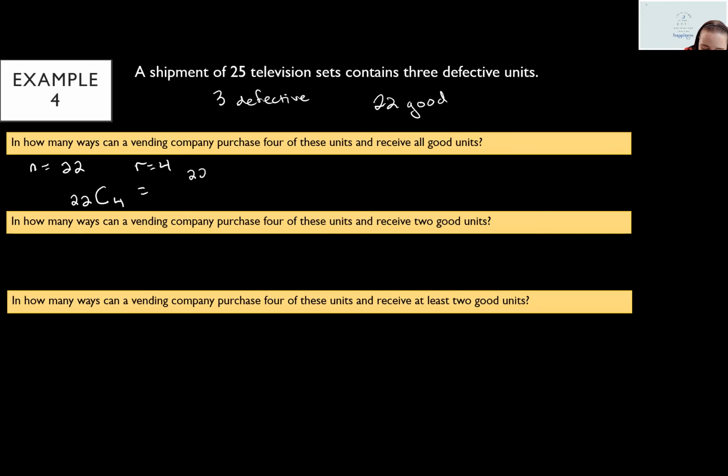So that's going to be 22 factorial. And then we've got 22 minus 4 and 4 factorial. And don't forget your factorial symbols. If you don't put that exclamation point there, it's incorrect, because that's what means factorial. So we've got 22 factorial over 18 factorial 4 factorial.